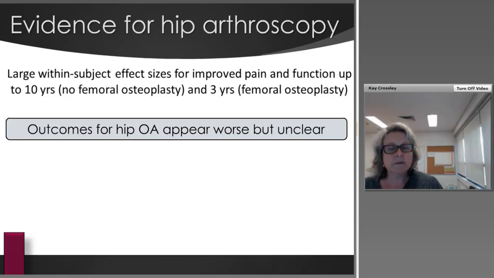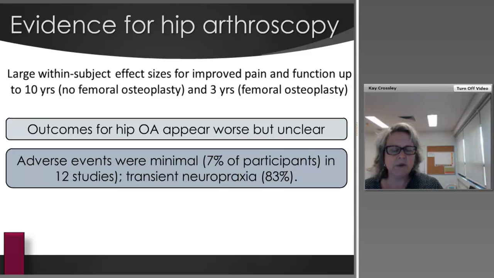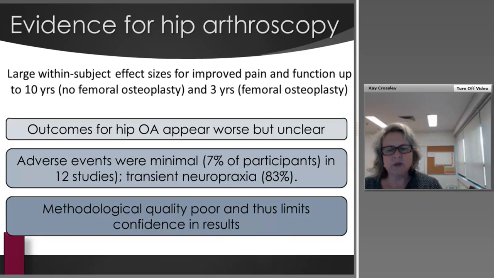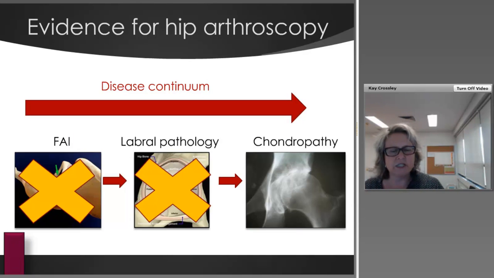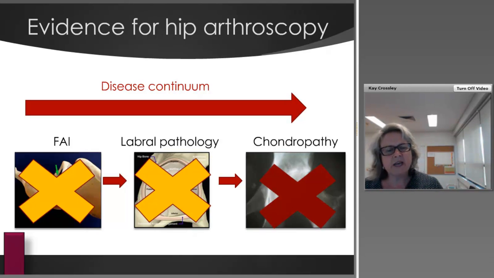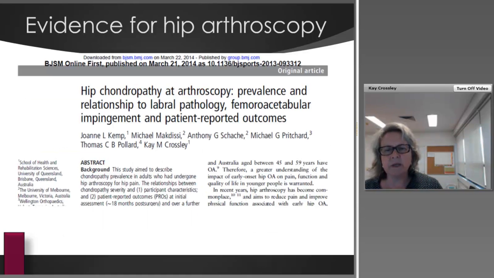It does appear that the outcomes for hip OA are worse, but clearly we need more research in this area. There were few adverse events in the group, but the methodological quality was poor, and therefore we have limited confidence in the results from these studies. So at this stage, we have no evidence to say that hip arthroscopy can slow, reduce or prevent the development of osteoarthritis. And indeed, at this stage, there are no randomised controlled trials of hip arthroscopy, but there are a few being planned.